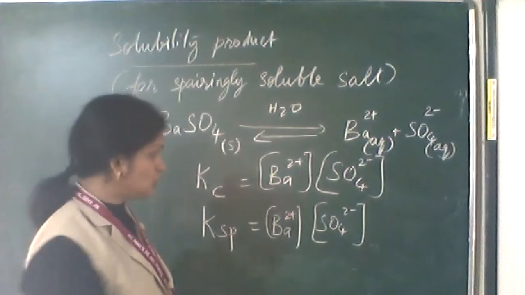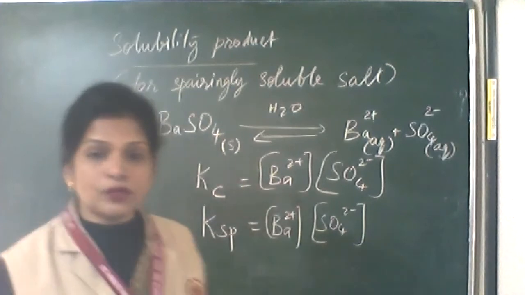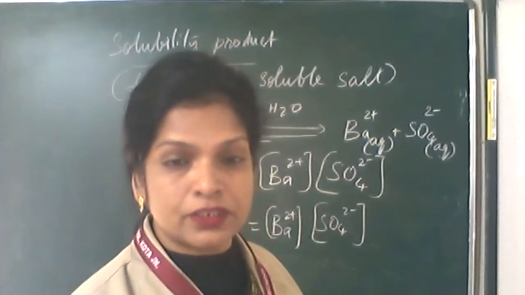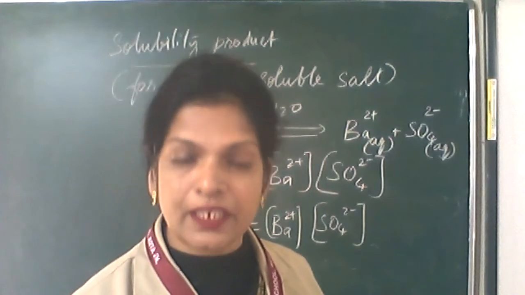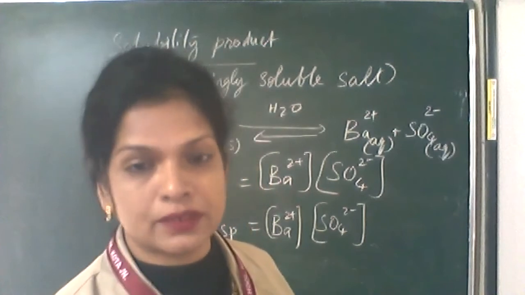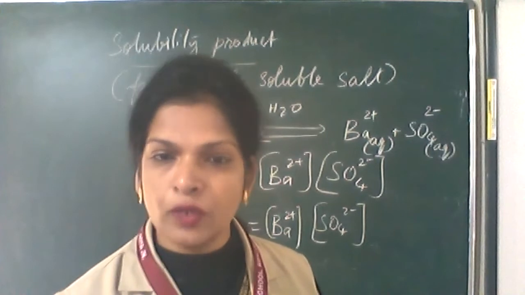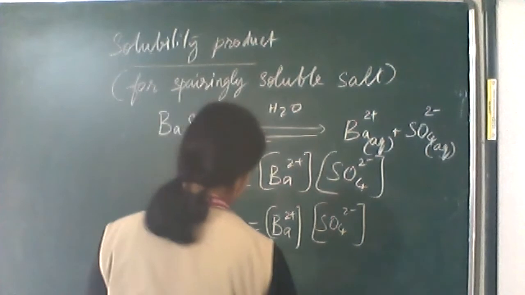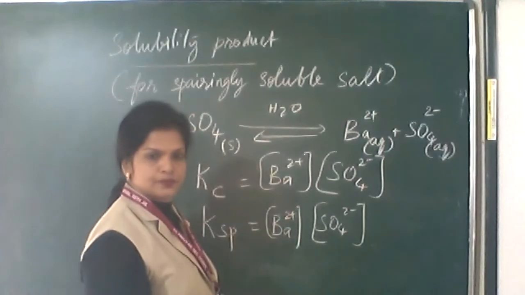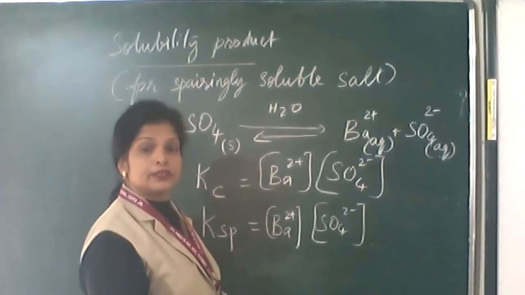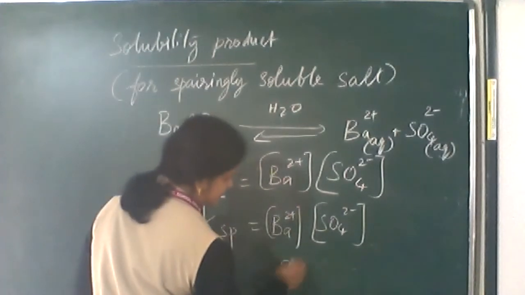Ba2+, that is the solubility of Ba2+. Its concentration means the solubility. What is meant by solubility? The amount of substance which is dissolved or which can be dissolved in a particular amount of solvent, or the amount of substance present in that solution, means per liter how many moles, that means molarity. So you can take this concentration in terms of molarity. Solubility is the same as molarity. So that concentration I am writing S.